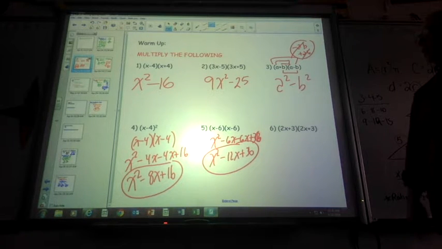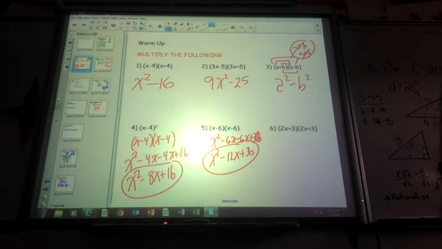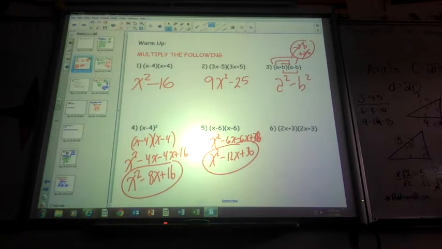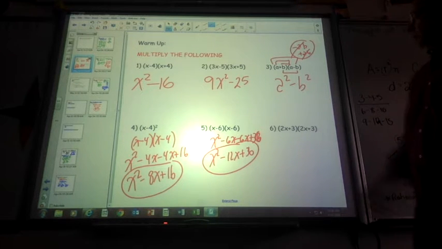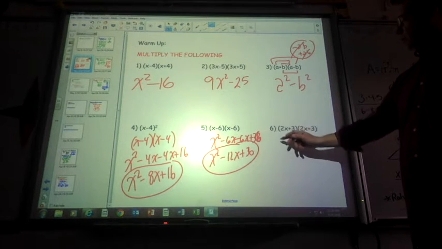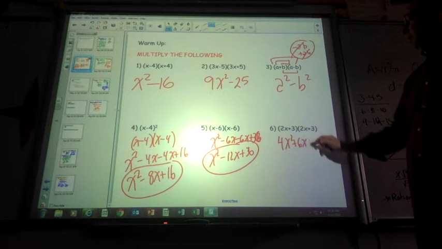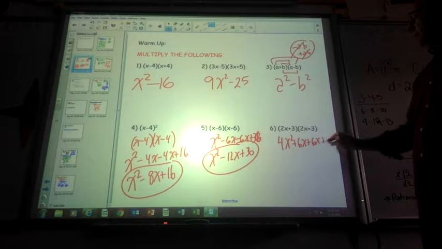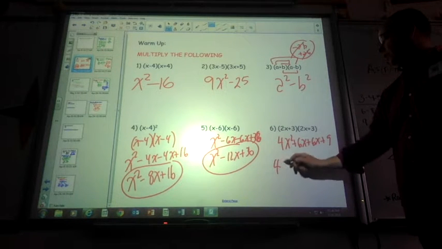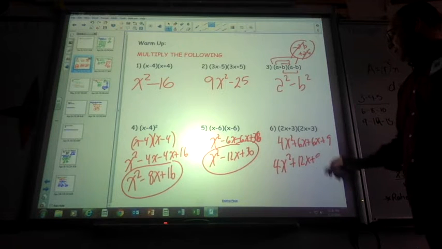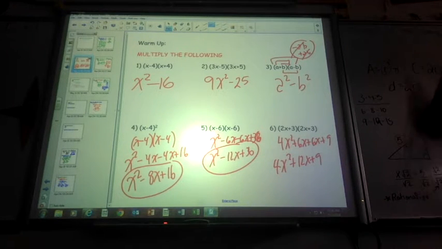Okay, so if you have the exact same binomial twice, it becomes a perfect square trinomial, which, if you were to graph this, it would show a bounce on the x-axis. That's where your vertex would be. This one is going to give me 4x squared plus 6x plus 6x plus 9. So that's 4x squared plus 12x plus 9. So we're not solving any of these because we're not setting them equal to 0 at this point. We're just putting them together.